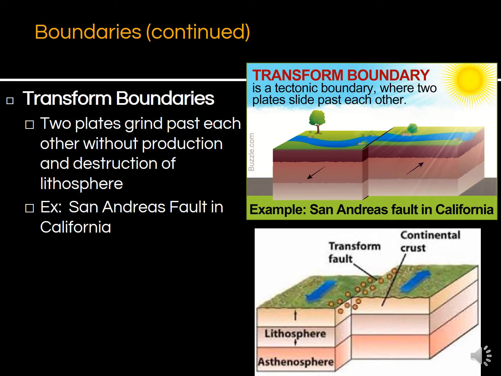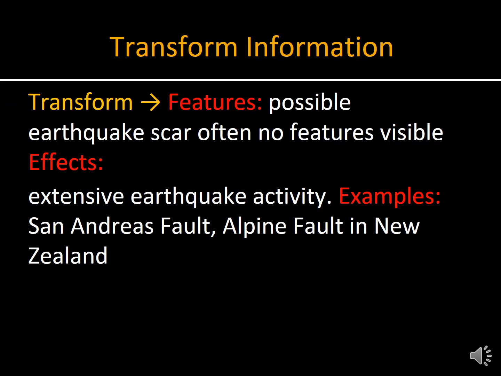So if divergent divides, convergent collides, transform, it slides against each other. So this right here, San Andreas Fault is one of the biggest ones. So transform, basically earthquakes, very intensive earthquakes, San Andreas Fault.